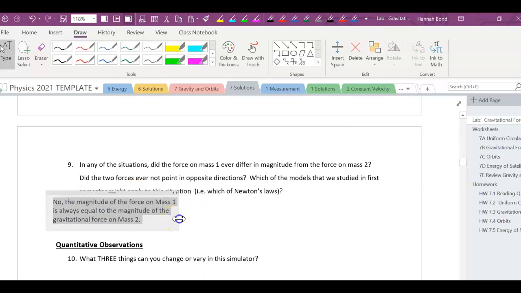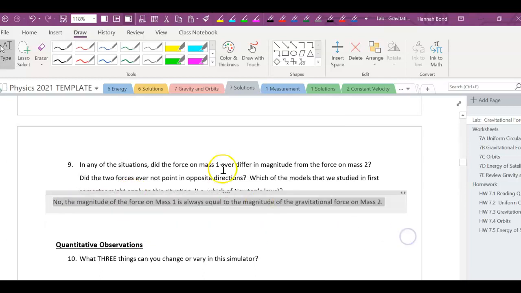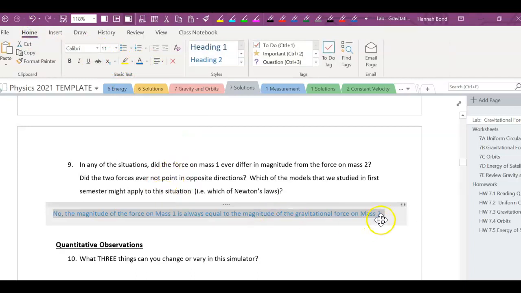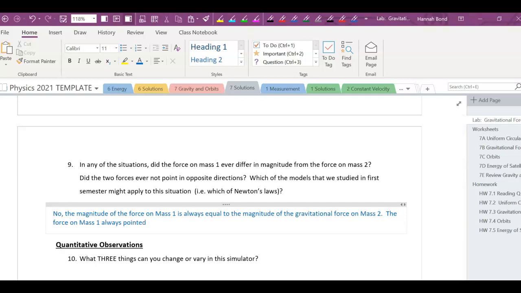Now, it says, did the two forces ever not point in opposite directions? And I think, no, they always pointed in opposite directions. The force on mass 1 always pointed to the right, and the force on mass 2 always pointed to the left. So they always point in opposite directions, and the magnitudes are the same.